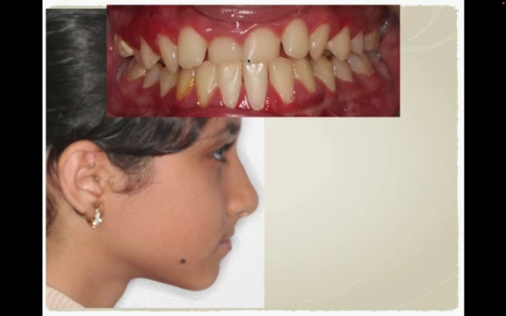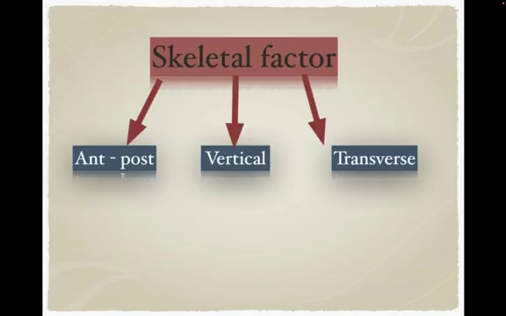And when the patient has class 3 incisors or a crossbite with displacement, some authors say this is a pseudo class 3, which means it's not really class 3, it's just class 3 because of the displacement. So that was about the anterior-posterior relationship. Now what about the vertical relationship?